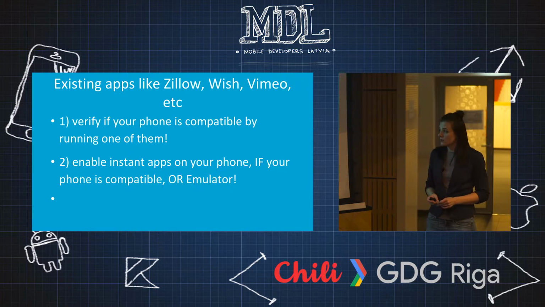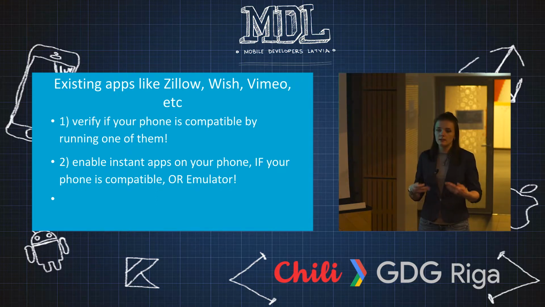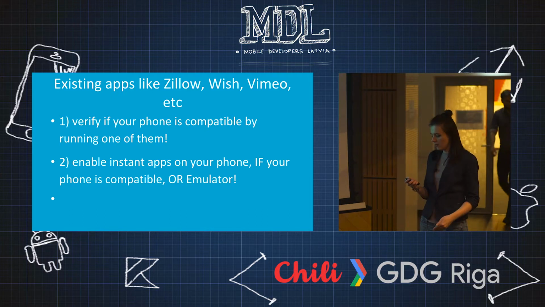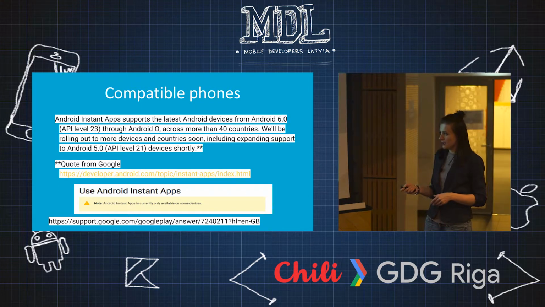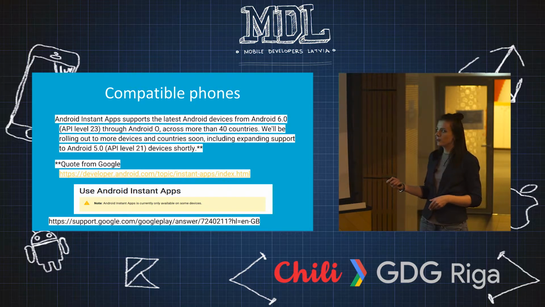And the second one was to check whether an instant app actually can run on my device. Do I have a device that can run an instant app? So this ugly font is on purpose because I copied and pasted two paragraphs from two different articles on Google. The first one is a page about instant apps, and it says that Android Instant Apps supports the latest Android devices from 6.0, API level 23, through Android O across more than 40 countries.